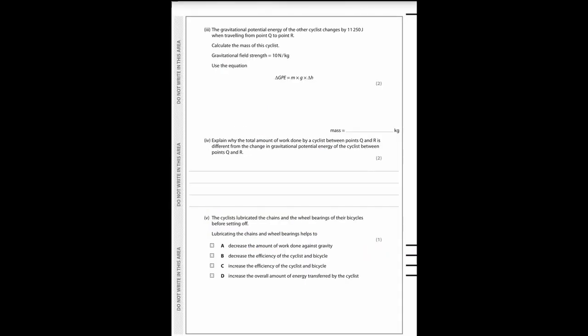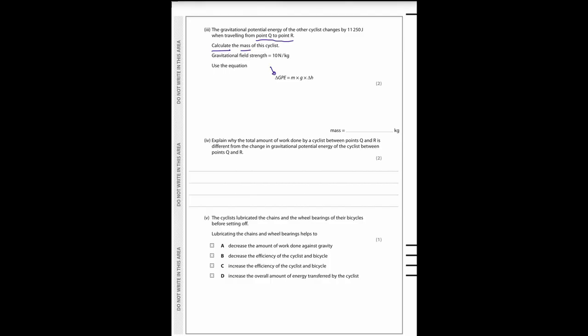So I've got another calculation here now. It says calculate the mass of the cyclist. And again, as long as I'm just doing the same thing over and over again, nothing can really go wrong. So they've given me the formula. They're nice enough to do that. And it says the gravitational potential energy of the cycle changes by this from point Q to point R. What am I looking for? I'm looking for the mass.